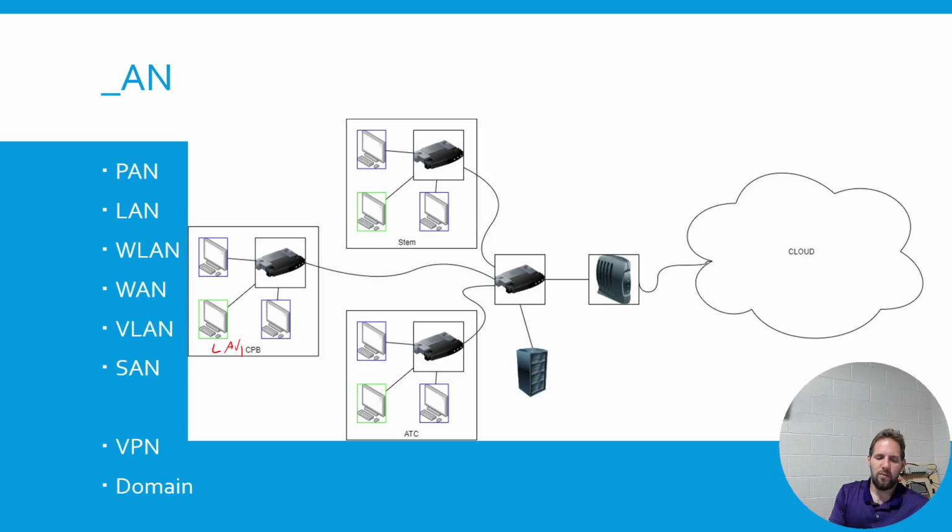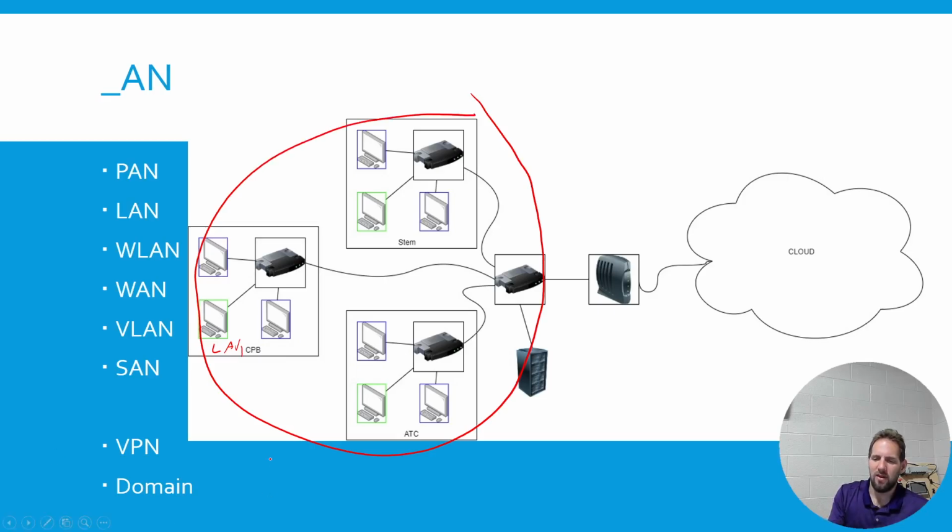Next, we have our wide area network. This connects multiple locations and multiple LANs over dedicated lines. So again, this would be CPP, this would be STEM, this would be ATC, this would be our main router on campus, wherever that's located. So if we were to look at this whole thing as one thing, we have 3 LANs all connected together to a WAN, our wide area network. Really, our WAN is the cloud.